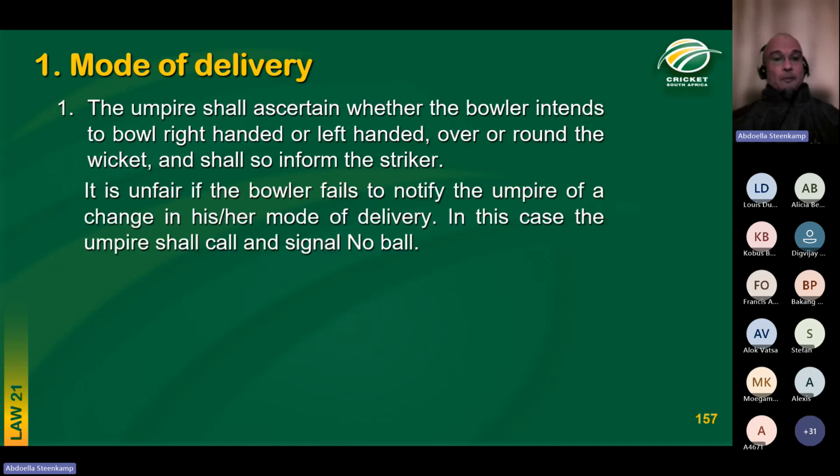So if the bowler then changes his or her mode of delivery, i.e., the bowler, let's say, said to you, I'm left-handed, and then suddenly the bowler bowls right-handed to the batter, umpire needs to call and signal no ball. Or if the bowler said to you, I'm bowling over the wicket, and then he or she suddenly bowls around the wicket, umpire needs to call and signal no ball. Bowler must notify the umpire if there is a change in his or her mode of delivery.